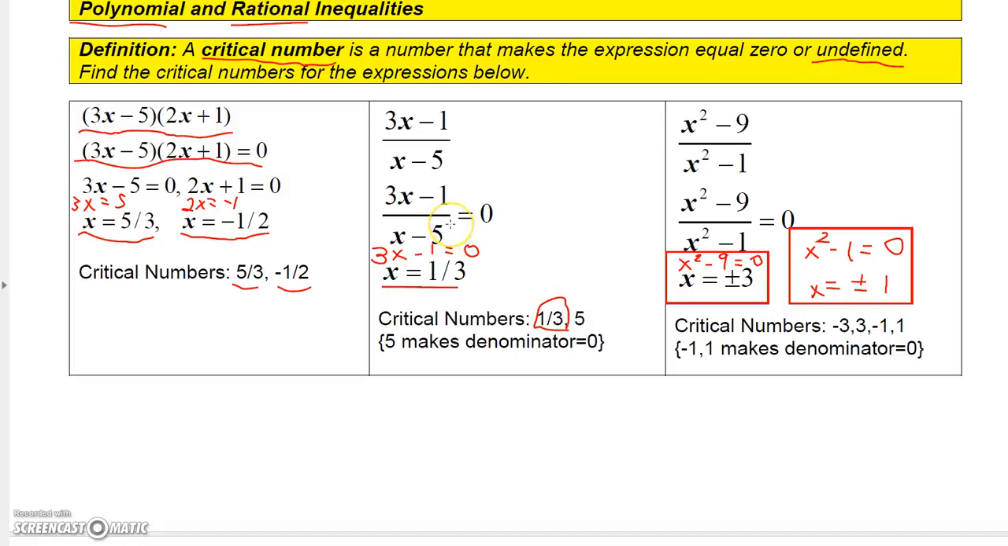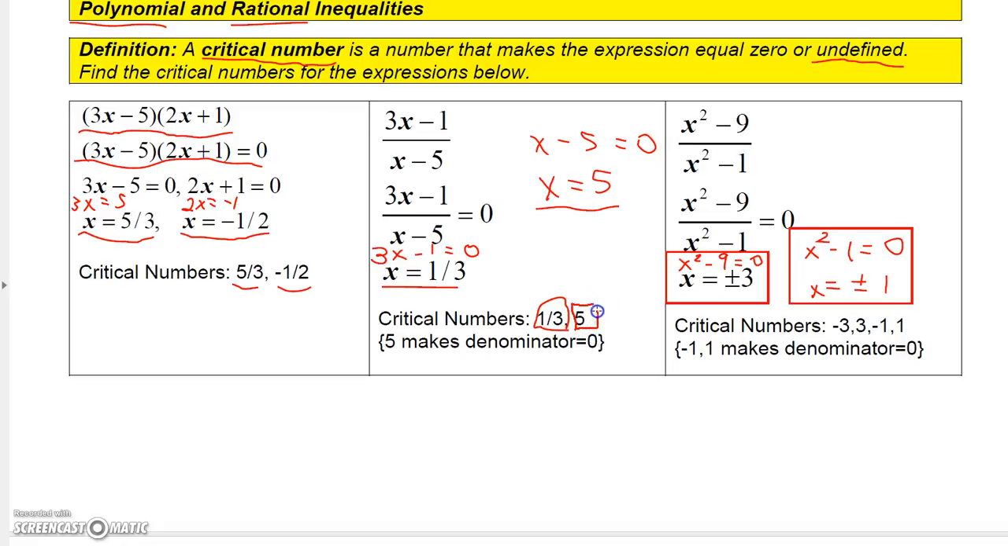But also, since this is a rational expression, we need to figure out what makes the denominator 0. And so we also have to solve the equation x minus 5 equals 0. So x equals 5 would be what makes it 0. So therefore x equals 5 makes the denominator 0, and since that makes the denominator 0, it makes this expression undefined. So x equals 5 is also a critical number.